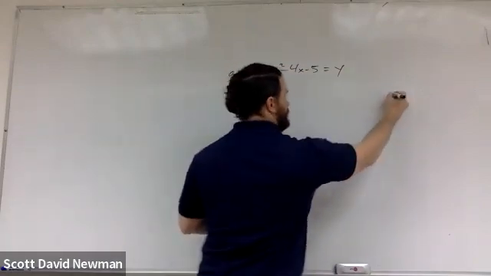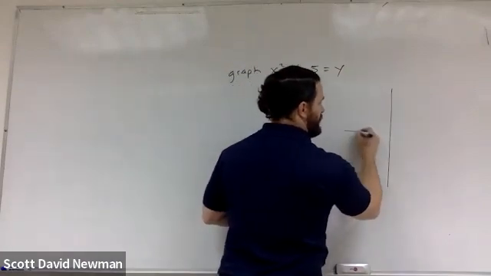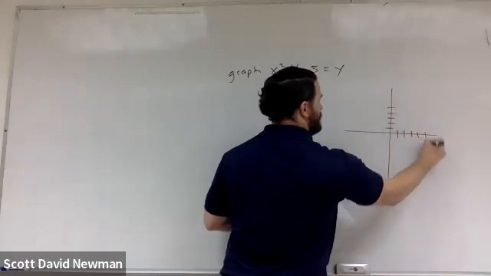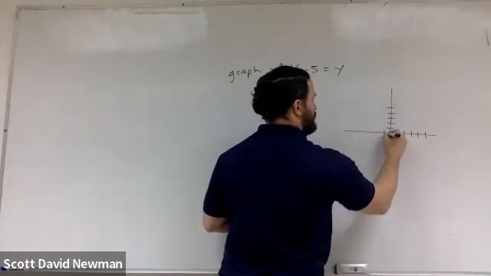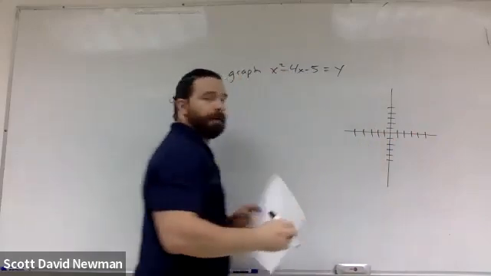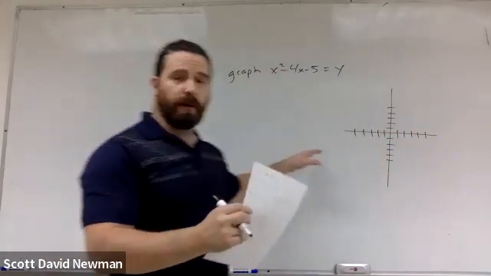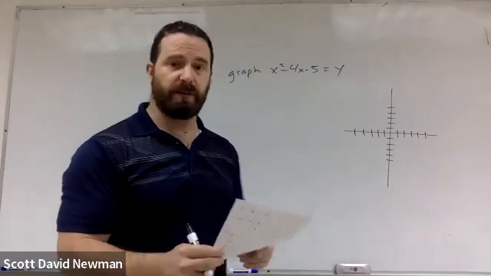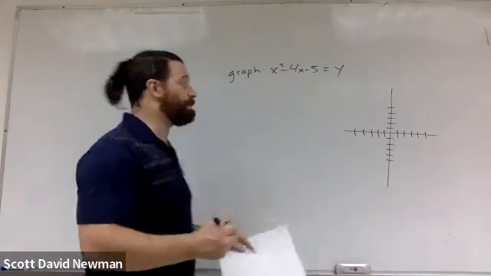Because on the graph, I'll draw my graph off the side over here. On the graph, we are going to plot our solutions, the y-intercept, and our vertex. So let's find those one at a time.